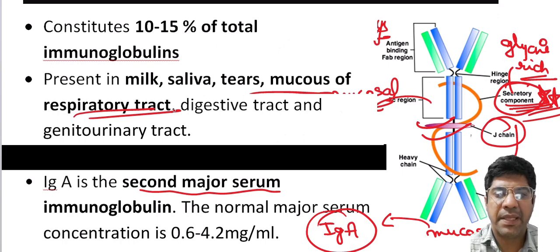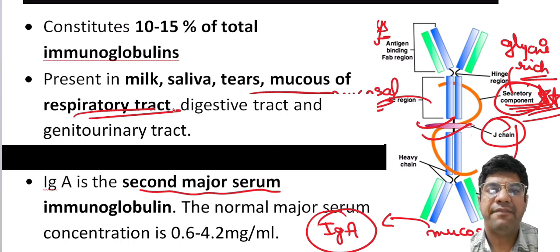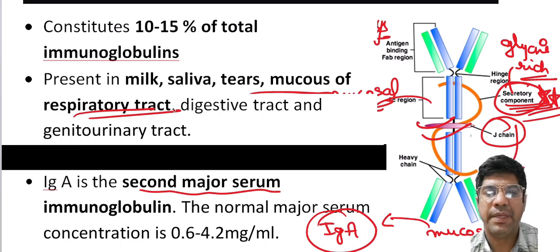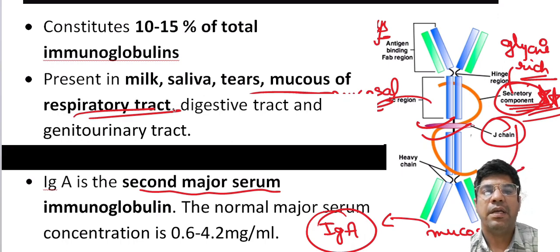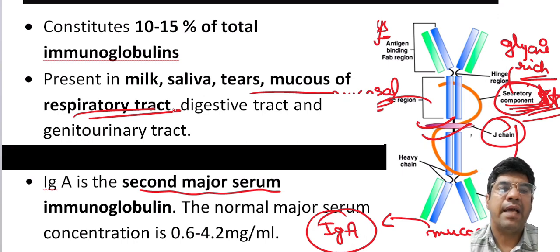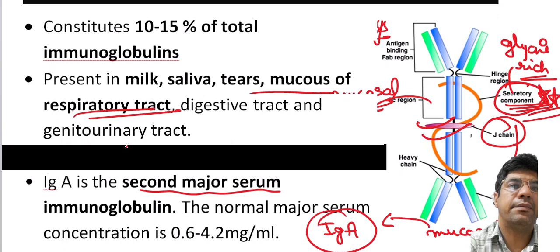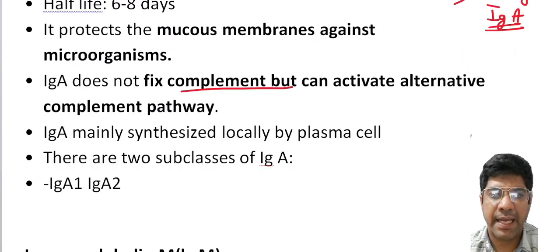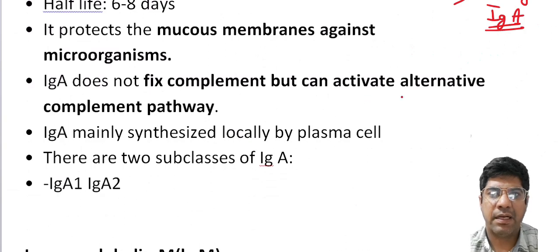from invading pathogens. Breast milk, which is rich in IgA, will provide protection for newborns during the first month of life. The transfer of maternal IgA antibodies through breast milk helps to boost the infant's immunity. IgA does not fix the complement, but it can activate the alternate complement pathway.